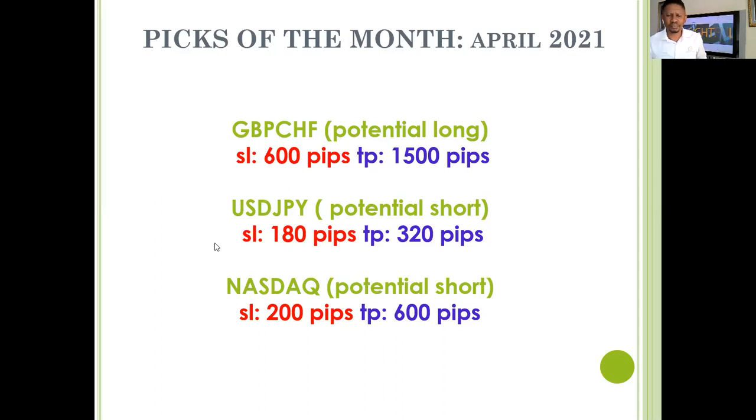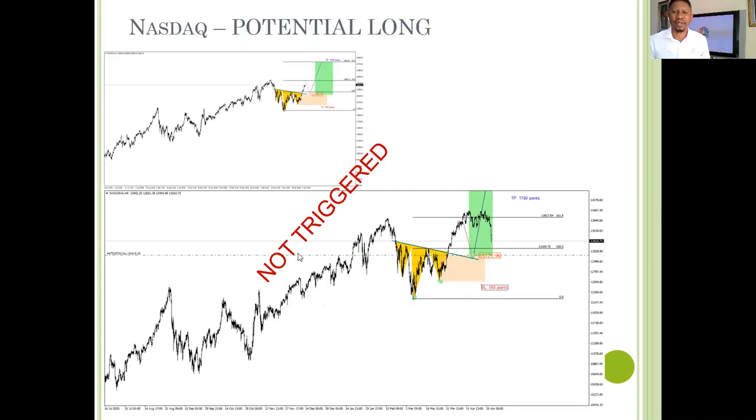On the UJ, we went short immediately with 180 pips as stop loss and 320 pips as a minimum take profit. And then we were on NASDAQ with 200 pips as stop loss and 600 pips as the take profit. How did it go? Our NASDAQ was not triggered, as you can see from these charts. Why was it not triggered?